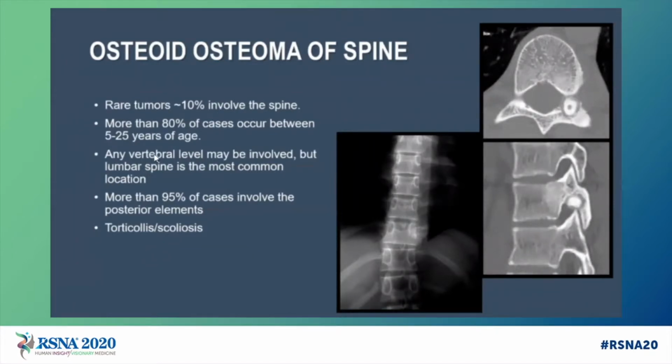And in these patients, if they're in the cervical spine, you can see torticollis, and in the thoracolumbar spine, scoliosis, such as here, this small osteoblastoma nidus with mild scoliosis of the thoracolumbar spine. On CT, it's much easier to see this large area of calcified nidus.